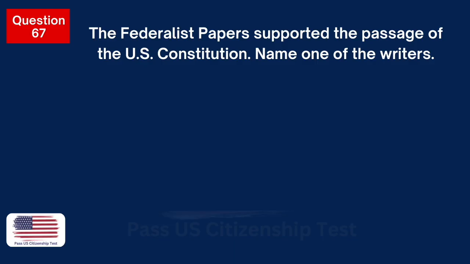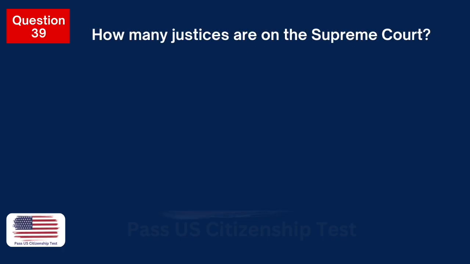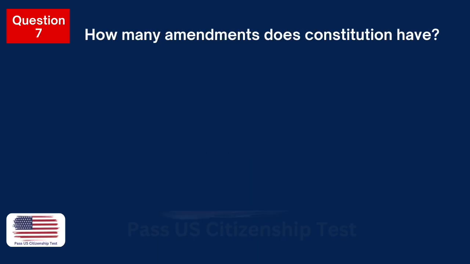The Federalist Papers supported the passage of the U.S. Constitution. Name one of the writers. James Madison. How many justices are on the Supreme Court? Nine. How many amendments does Constitution have? 27.